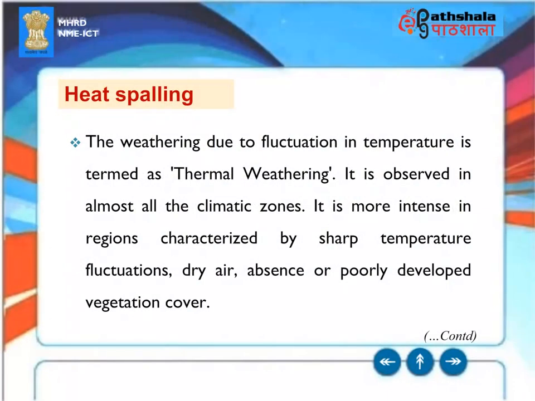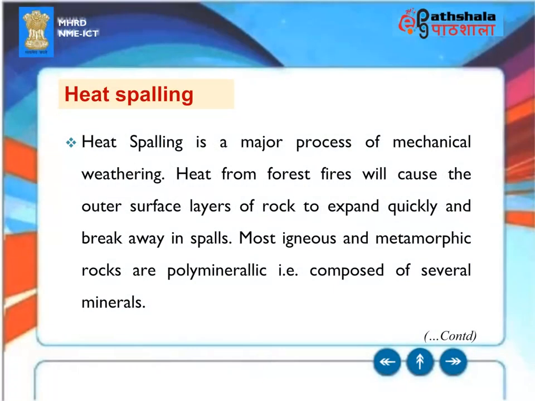Heat spalling. The weathering due to fluctuation in temperature is termed thermal weathering. It is observed in almost all the climatic zones. It is more intense in regions characterized by sharp temperature fluctuations, dry air, and absent or poorly developed vegetation cover. Heat spalling is a major process of mechanical weathering. Heat from forest fires will cause the outer surface layers of rock to expand quickly and break away in spalls.